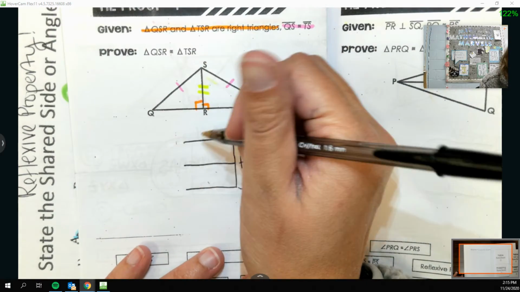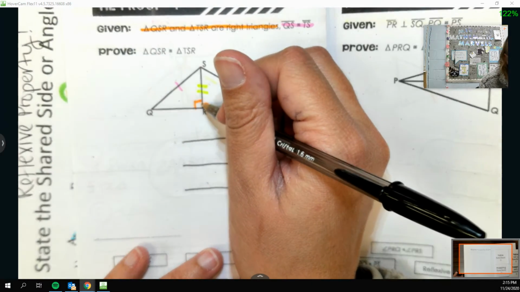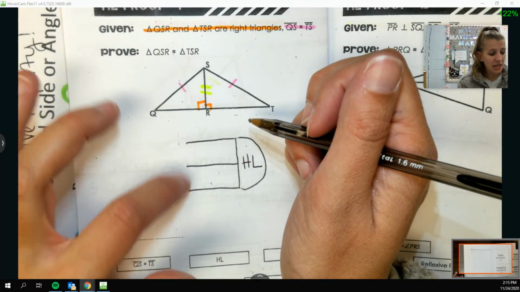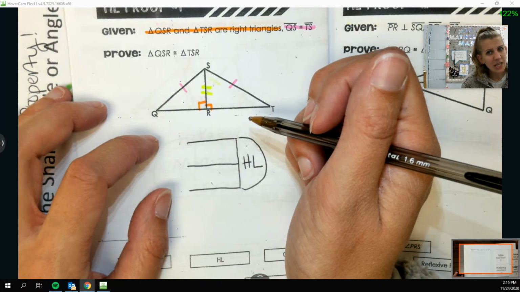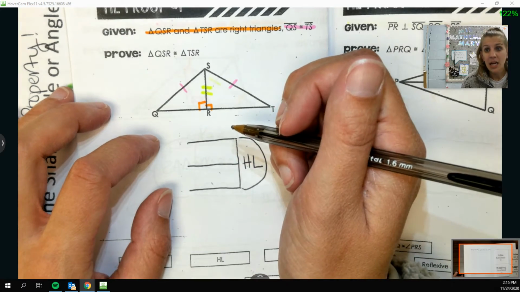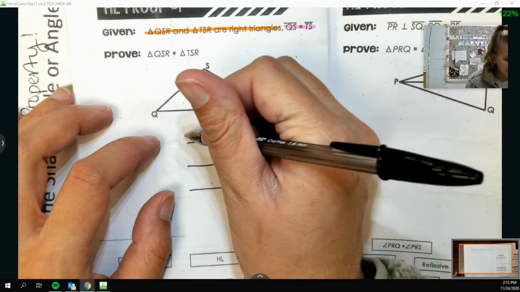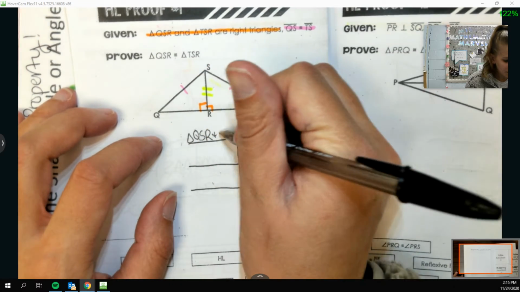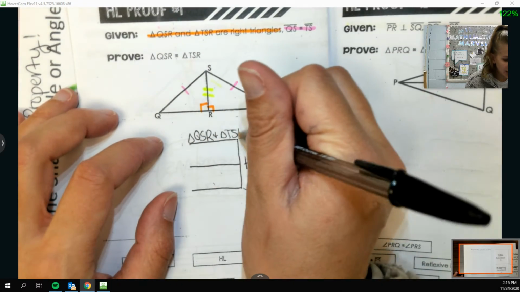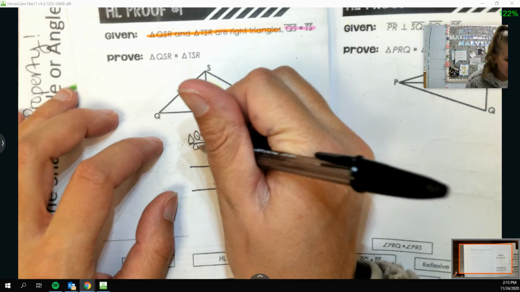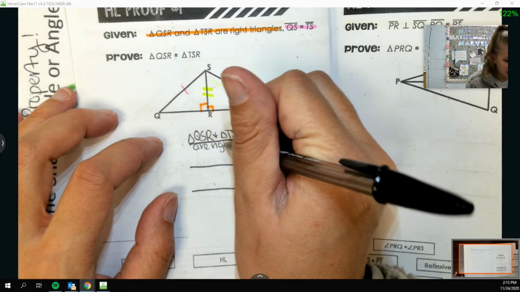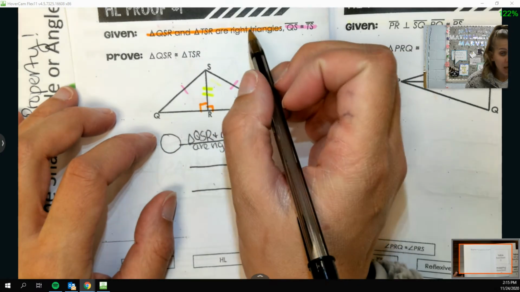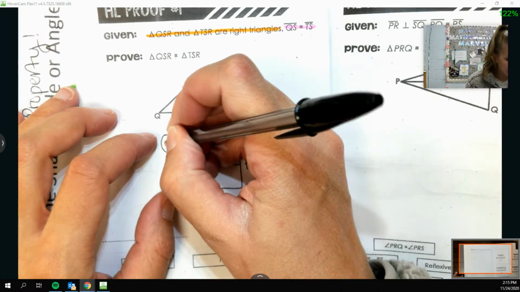So the first thing I want to say is that I have right triangles. So it's a little different because on these squid tentacles, I don't necessarily only put sides and angles. The first thing that I'm actually going to put is that triangle QSR and triangle TSR are right. And I know that they are right triangles because it was given to me.